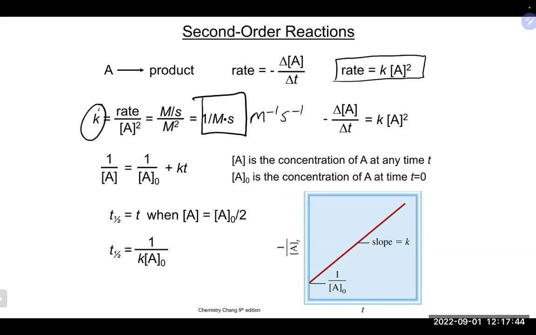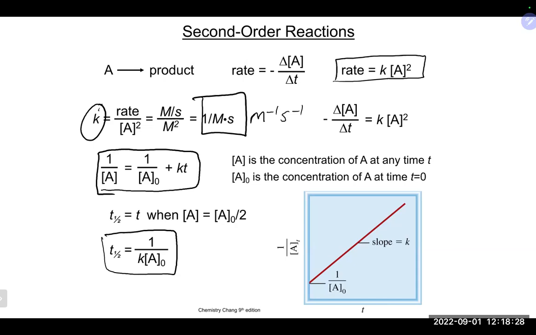It also has an integrated rate law, which is this right here. This is 1 over the concentration is equal to 1 over the initial concentration plus kt. And it has a half-life equation, which is also different than what we see with a first order. The half-life for a second order reaction is 1 over k times the initial concentration. So unlike the first order reaction, which is frankly independent of the initial concentration, the second order reaction's half-life is dependent on the initial concentration of the reactant.